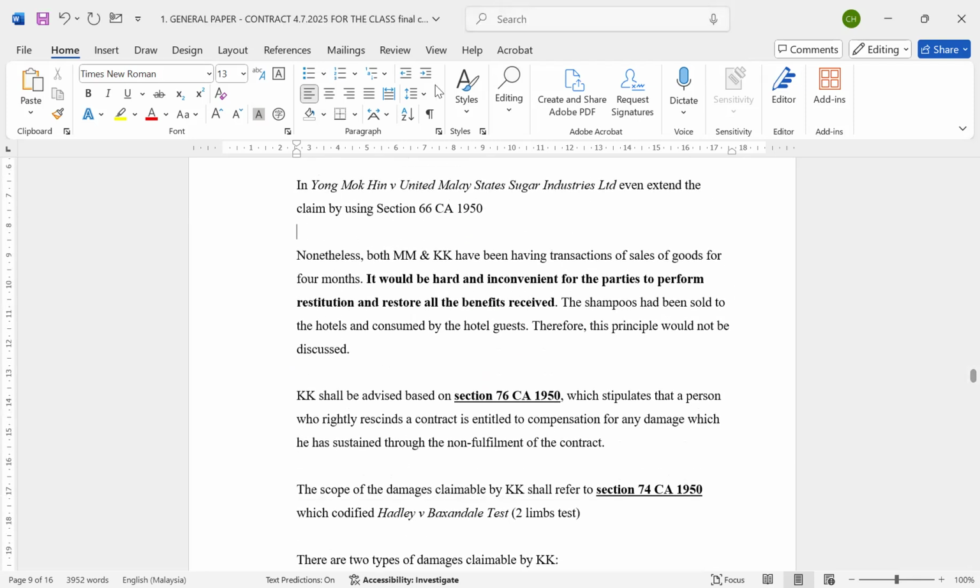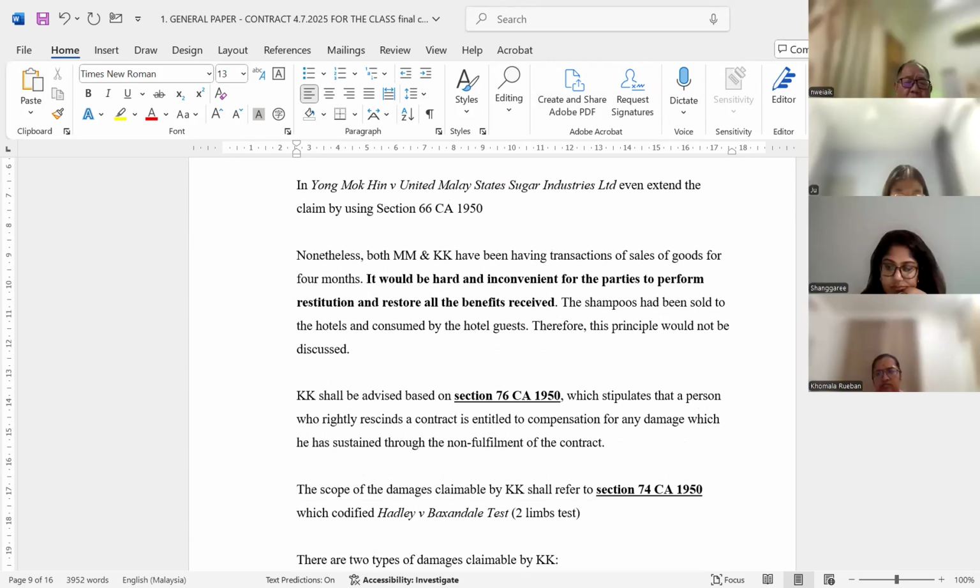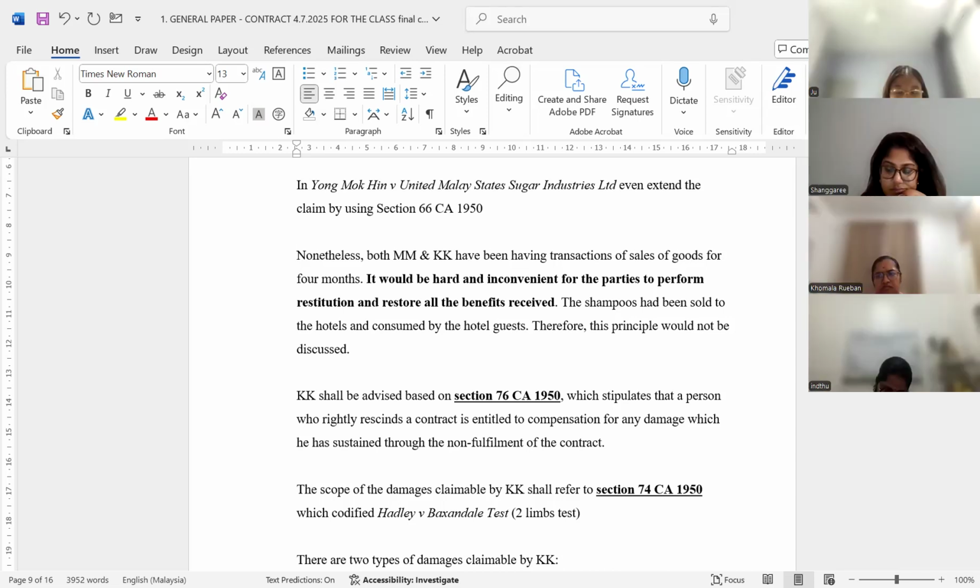Nonetheless, you must be a bit practical in the sense that if, let's say, you want to plead for rescission as a whole, it will be quite hard for the parties. You must think of the legal consequence. If you plead rescission as a whole, that means to say 4 months punya 60,000 toiletries and the shampoo, you have to return to MM.